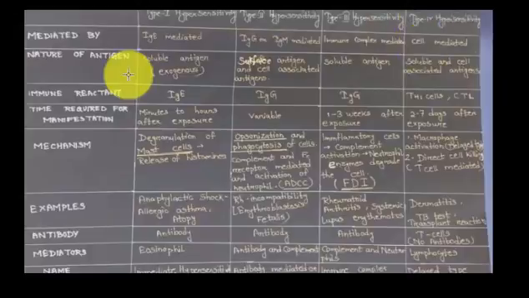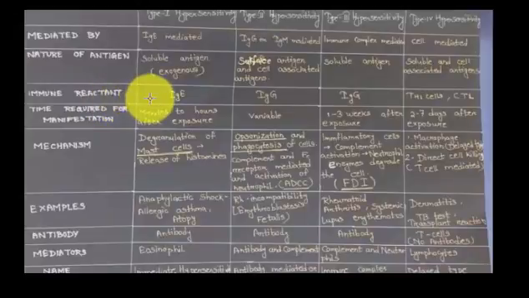Next point is the nature of antigen. What is the nature of antigen which is present in the type 1, type 2, type 3 and type 4? In type 1, the nature of antigen is soluble and exogenous. In type 2, it is a kind of surface antigen and it is also called the cell-associated antigens. In type 3, it is also soluble antigen. In type 4, it is soluble and cell-associated antigens. The next point is the immune reagent.